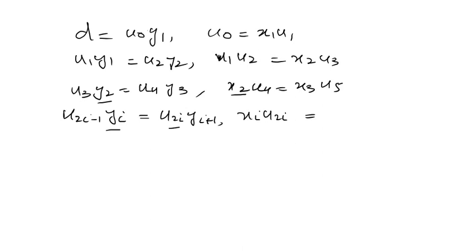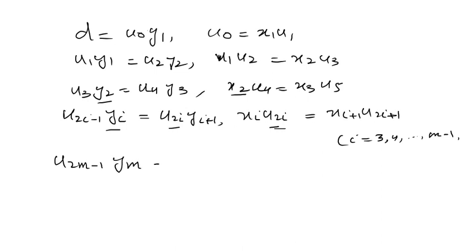For i equal to, say, the variation of i will now be from 3 onwards, 3, 4 up to, let's write here, m minus 1. When it is m minus 1, then here you get u2m minus 1 ym, that is equal to u2m. This will be the final step, it terminates here at u2m, and xm u2m will come back to equal d. So d is in the dominion if and only if we have this set of equations.